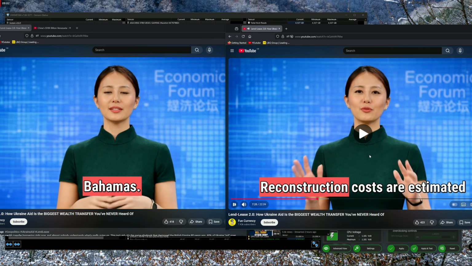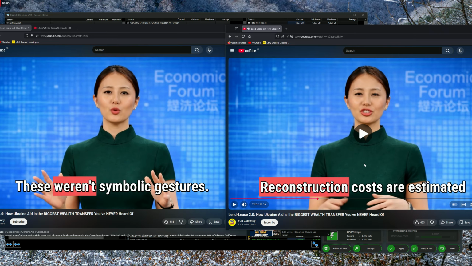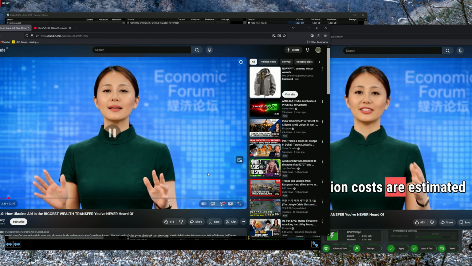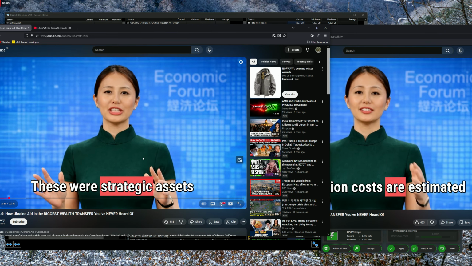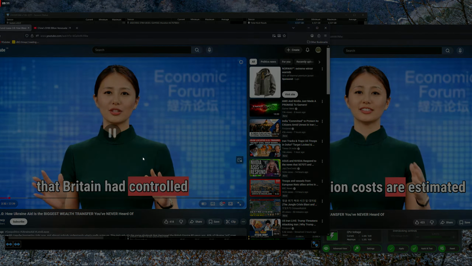Bermuda, Trinidad, Antigua, the Bahamas, all handed over. These weren't symbolic gestures. These were strategic assets that Britain had controlled for centuries.